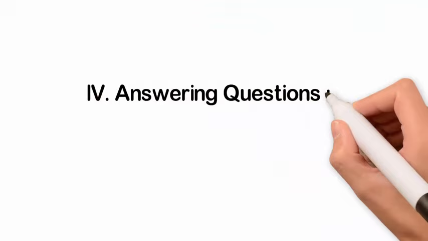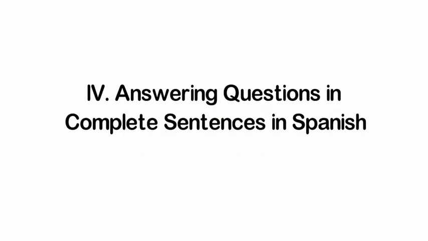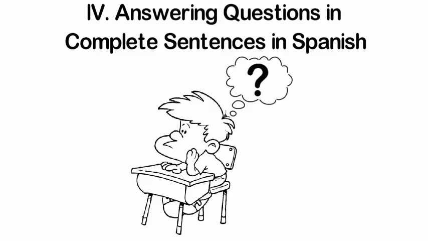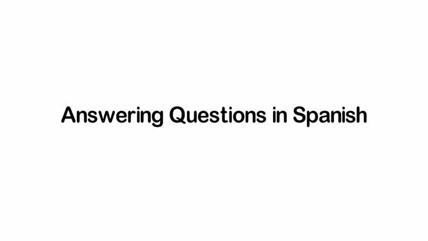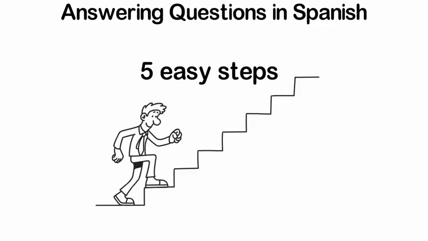Great. Now that you have gone over and are able to identify the verb in a sentence, that is, the action word in a sentence, as well as identify the subject, the person doing the action of the verb in a sentence, and after reviewing how to conjugate verbs in Spanish, we can go over section 4, answering questions in complete sentences in Spanish. For some students, answering questions in complete sentences in Spanish can seem overwhelming. However, there are 5 easy steps that you can follow that can help make answering questions in Spanish much easier.